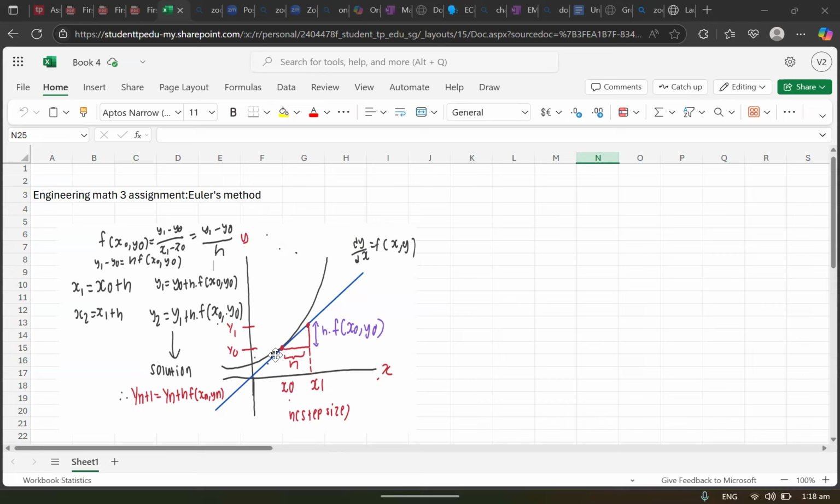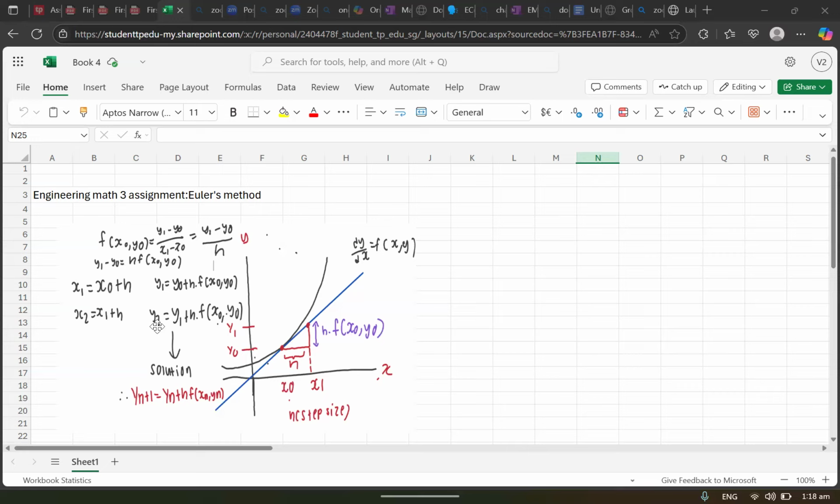From the right angle triangle, we can use the formula for the slope, rise over run. So f(x0, y0) equals rise over run. Then from there, we can find our rise, which is y1 minus y0 equals h times f(x0, y0). And then we get y1 equals y0 plus h times f(x0, y0).